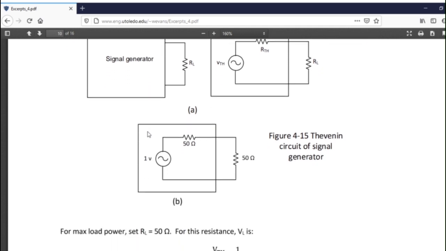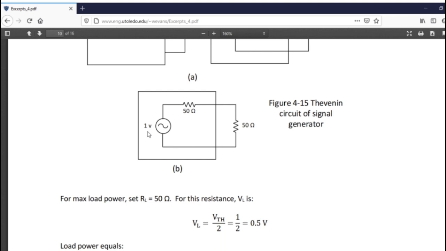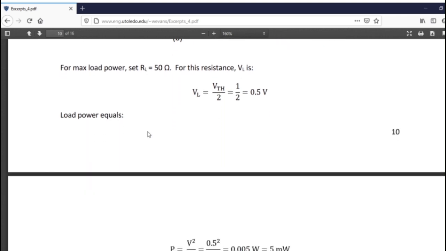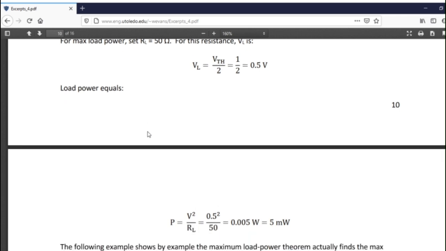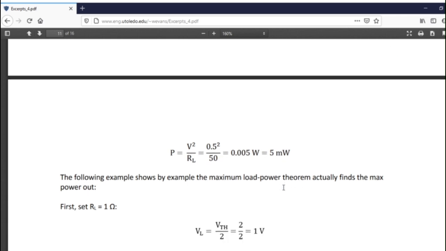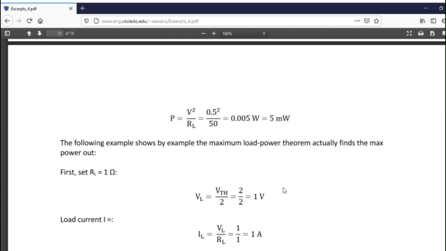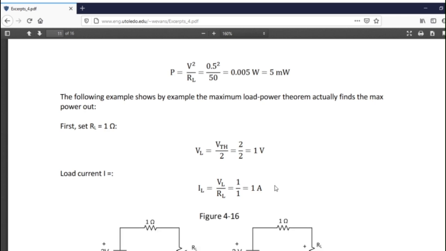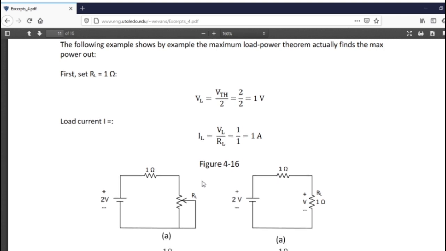Okay, so let's look at a circuit. We'll look at the load power and find what it's equal to. Power equals, in this case, V squared over RL. V squared is 0.5 volts divided by 50, or 5 milliwatts. Here, we then look at it from the point of view of matching the RL to various values.